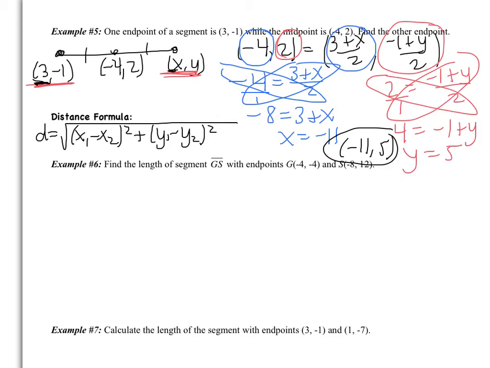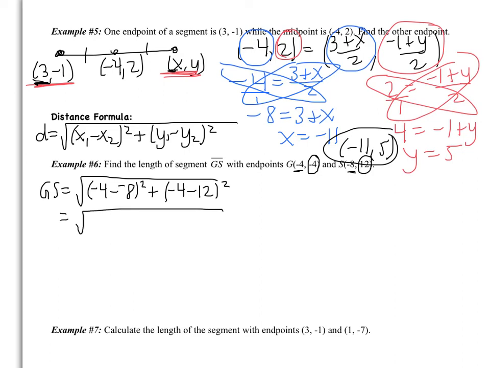Okay, so for example 6, it says find the length of segment GS, and it gives us the two endpoints. So this is generally what we write. GS, if I don't put a line over the top, it means I'm talking about distance. Sorry, that didn't turn out so good. Okay, so my two x's are -4 and -8. Okay, unlike the midpoint formula, I want to subtract here. Midpoint you add, distance you subtract. So I have -4 subtract -8 squared. My y is -4 still, and then 12. So -4 subtract 12 squared.